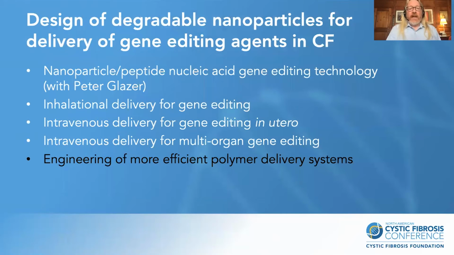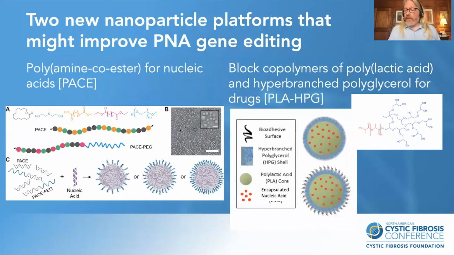Lastly, I want to talk about the future and how you could engineer more efficient polymer delivery systems. I'm going to talk about two approaches that we have been testing. One is a completely different polymer that we've synthesized on our own. It's polyamine coester. It's a cationic polymer, so you form it from a set of monomers, and you can adjust its composition. We've described this in papers, which I'd be happy to share with you.